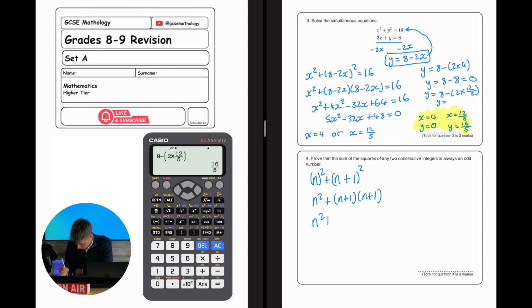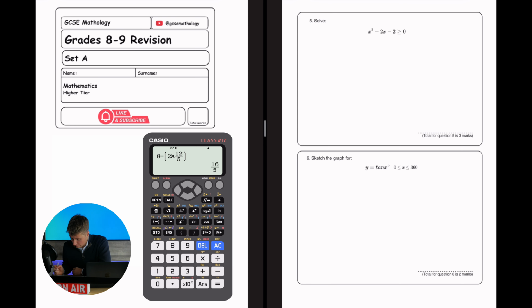This is n squared plus, and if we expand this double bracket, we get n squared plus 2n plus 1. This simplifies to give us 2n squared plus 2n plus 1. We can take a factor of 2 out to the front to get 2 brackets n squared plus n, plus 1. Now anything times 2 is always even, and then if we add 1 to that value, this will equal an odd number.